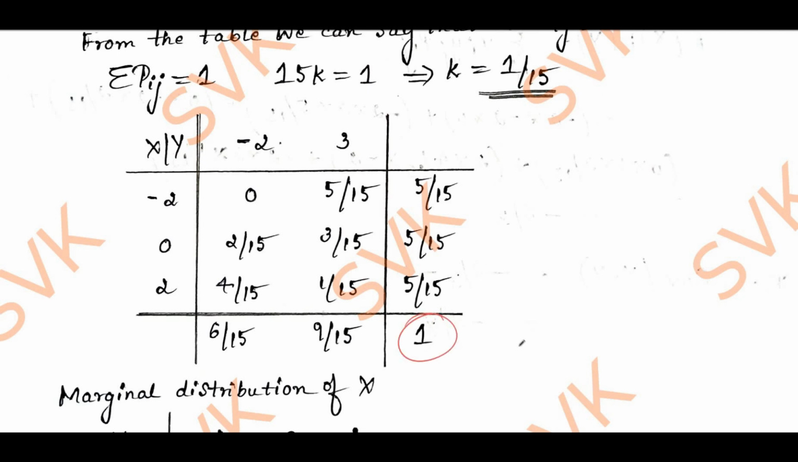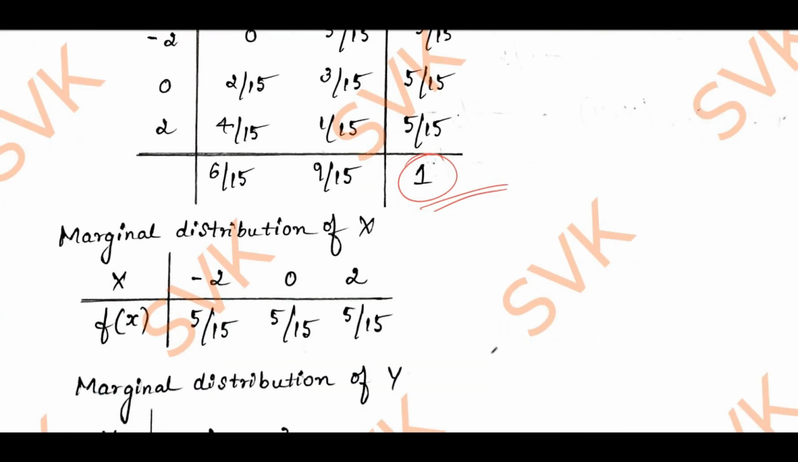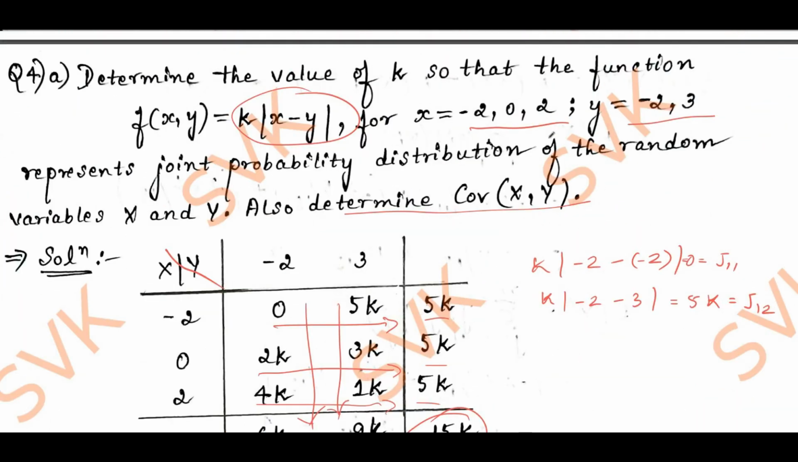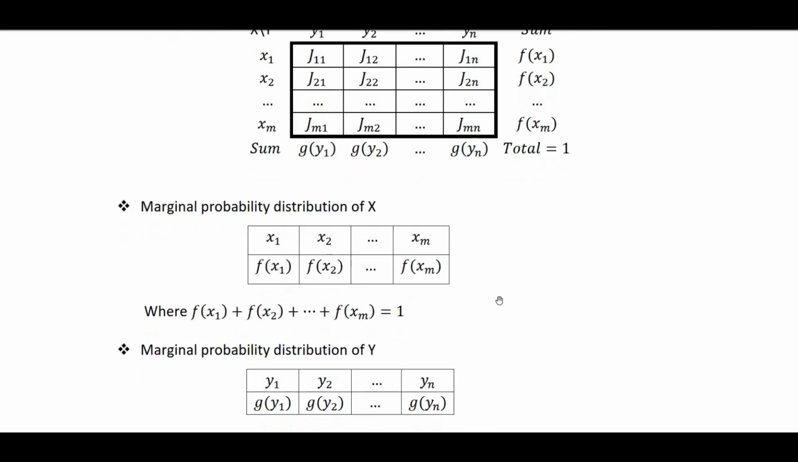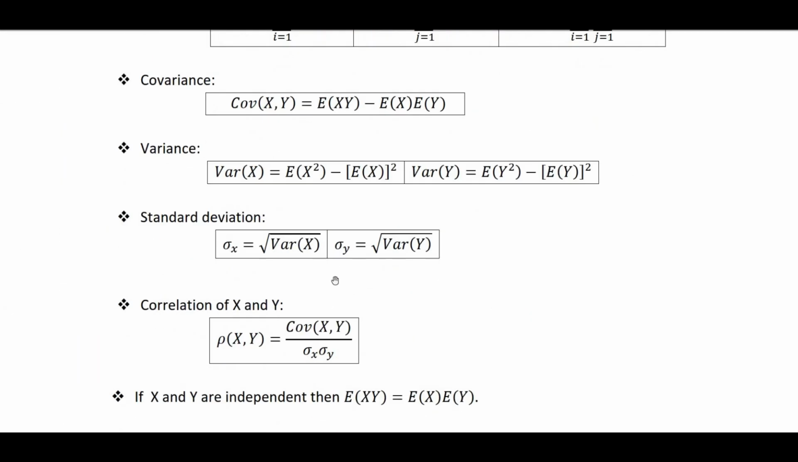So this is the joint distribution table. We have defined a joint distribution table. Hence, you can go with the marginal distribution of x and the marginal distribution of y. Since they have asked for the covariance of x and y, we can see the formula for covariance of x and y on page number 20. You'll get the covariance of x and y.